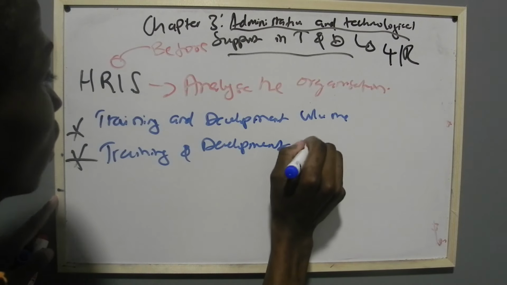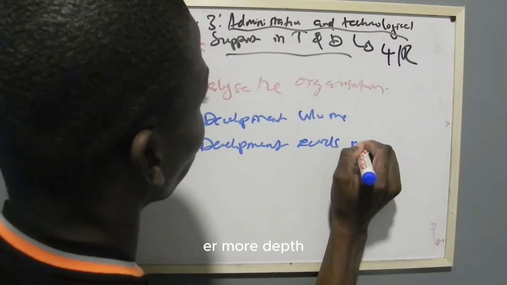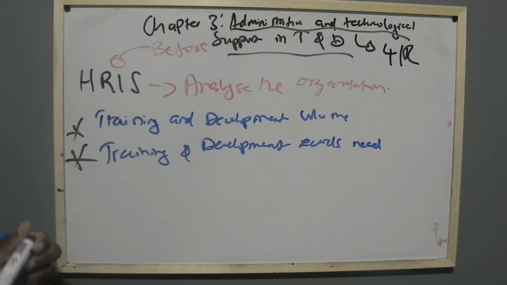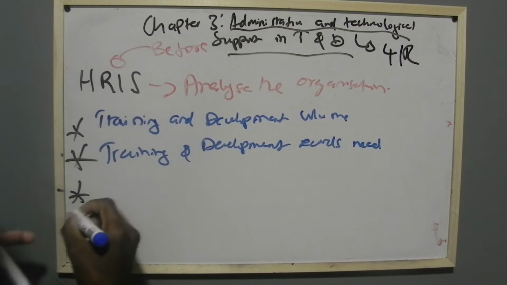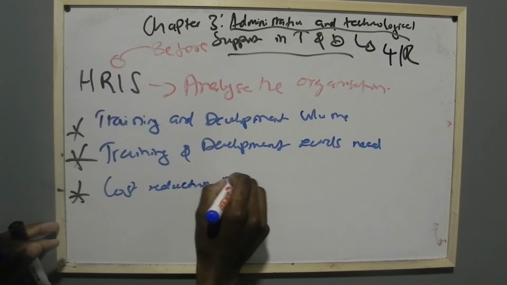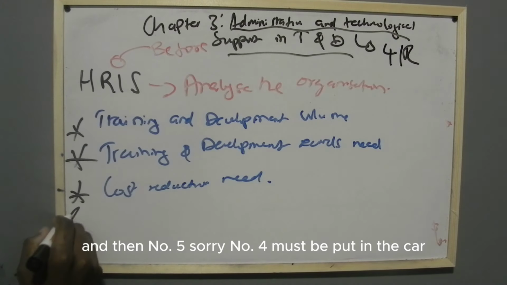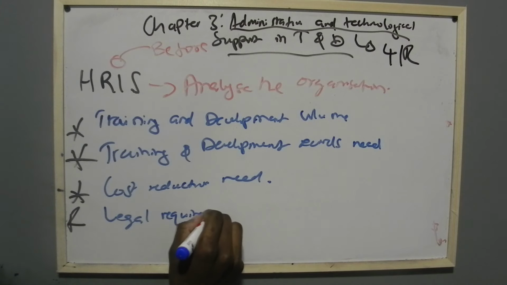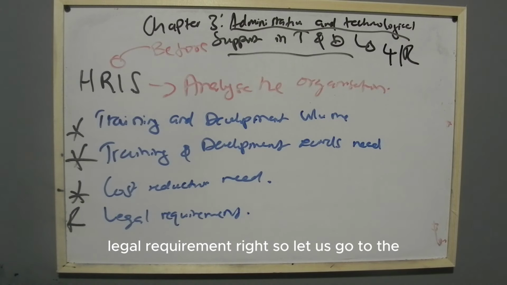I'm going to speak about these things in more depth in the following lecture, or as we proceed here. So number 3, cost reduction. We must look at the cost reduction need. And then number 4, we must look at the legal requirement. So let us go look at the system diagram.